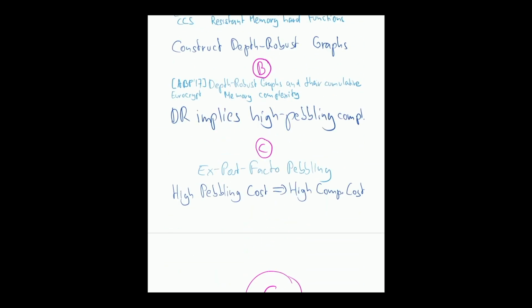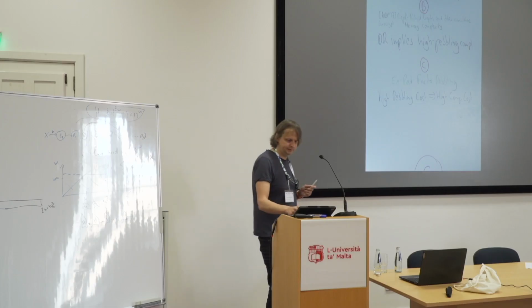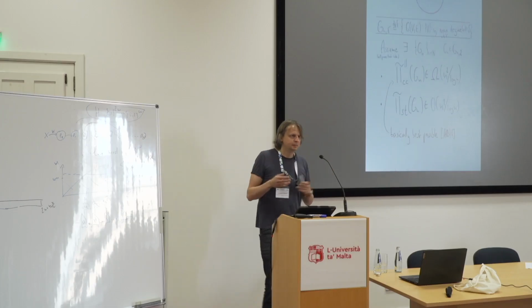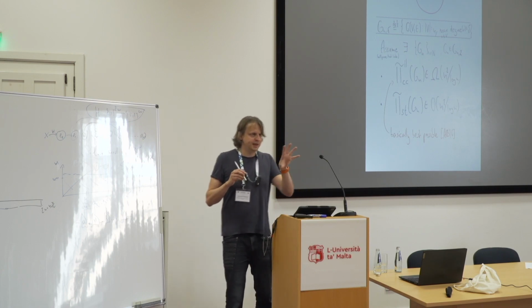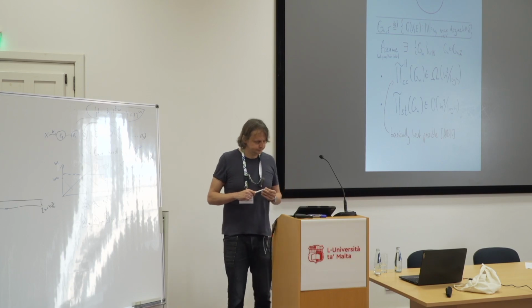Let's recap what step C is. I want to show you that if you give me a graph that has high pebbling complexity, I will give you a graph that has high memory complexity, or high complexity in the random oracle model, for whatever complexity you care about: space-time, cumulative.